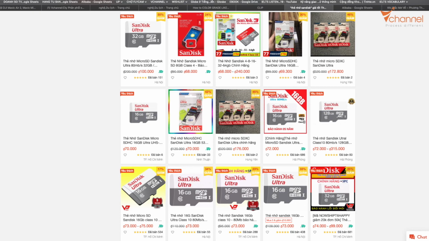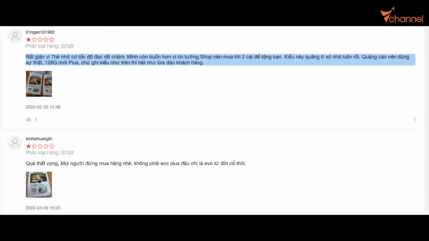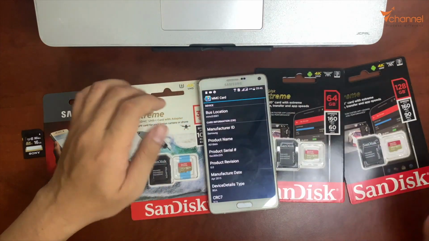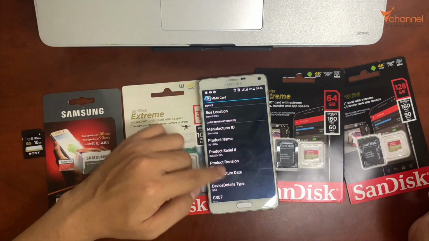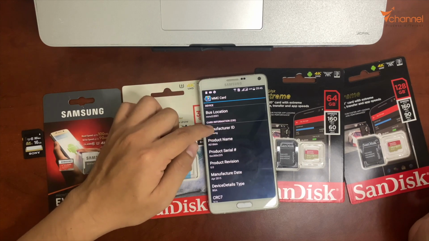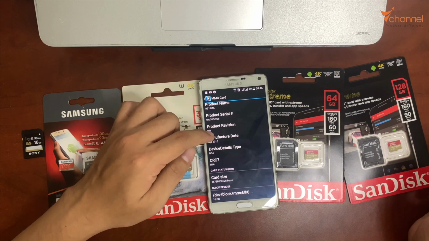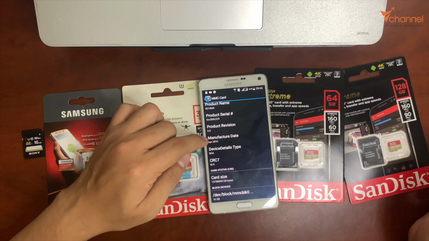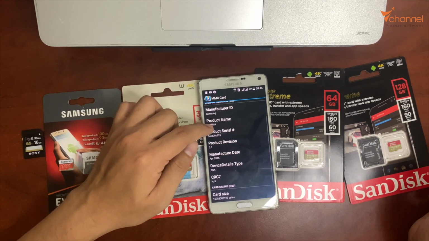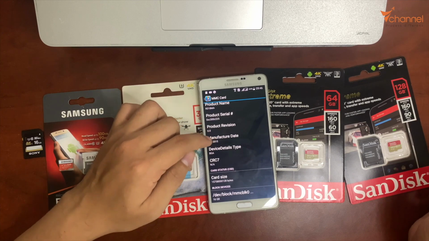That means we can see the brand but the memory chip comes from another, low quality chip, to cheat. Right here is the Samsung memory chip, and when we tap right here, we have some other information such as bus location, manufacturer ID, product name, product serial, manufacturer date, card size. Because the application just reads the memory chip data, we can use this information to separate whether this memory card is original or not.